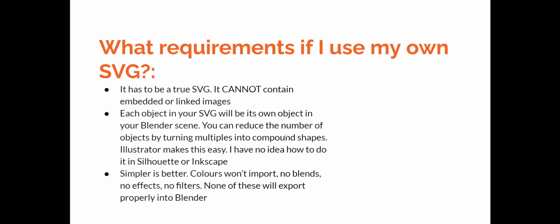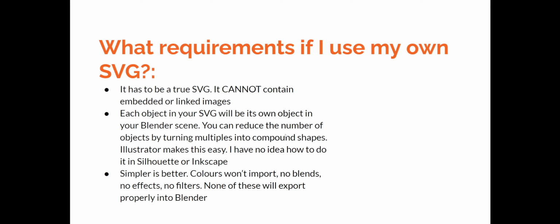What requirements if I use my own SVG? It has to be a true SVG. It can't contain images. A lot of files that we download from Etsy tend to not be the best, and they tend to have embedded images inside the file. That's not okay. That's not going to work. Blender doesn't understand an image. It only understands SVGs. SVGs are created through mathematical equations to create paths and shapes, and that's what Blender uses to create the mesh inside Blender.